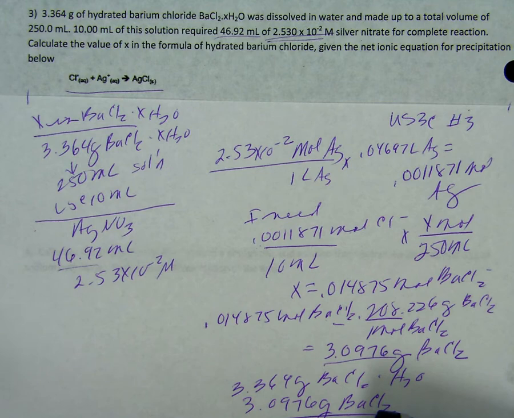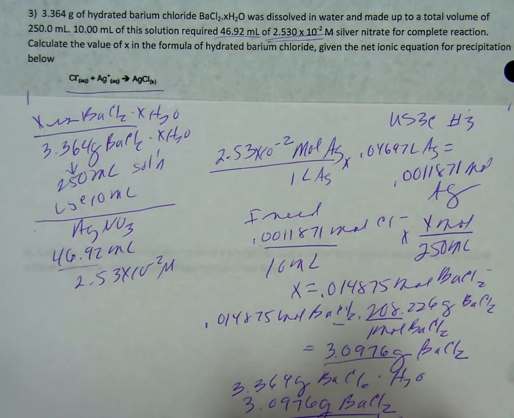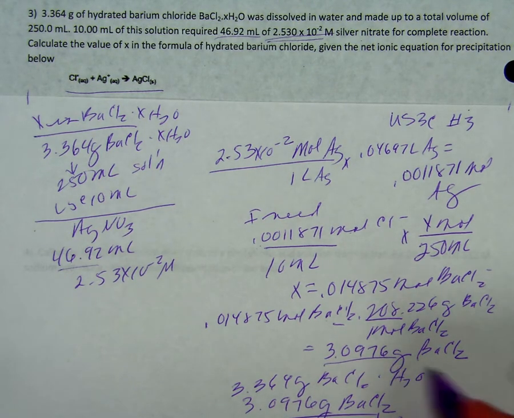3.364 minus 3.0976. I end up with 0.2664 grams of water left. Alright, so if I have 0.2664 grams of water, I've got to figure out how many moles that is and compare it to the moles of barium chloride that we have.